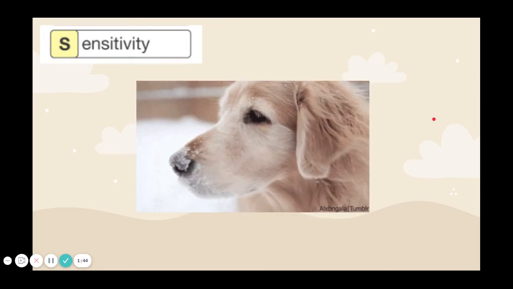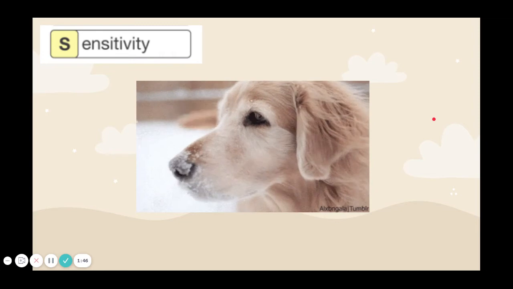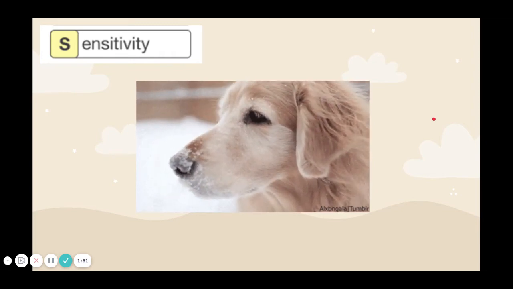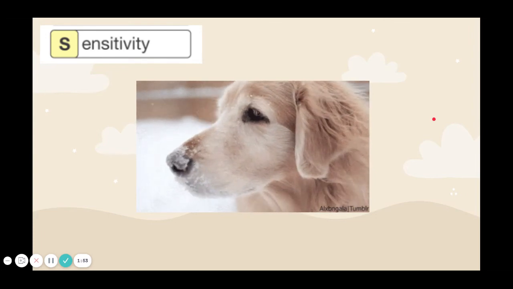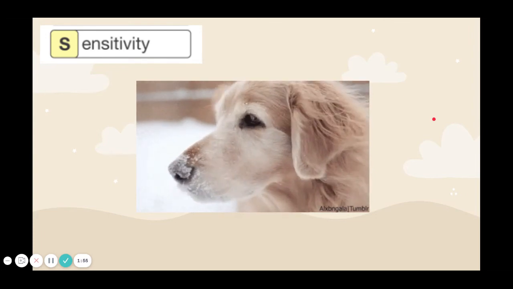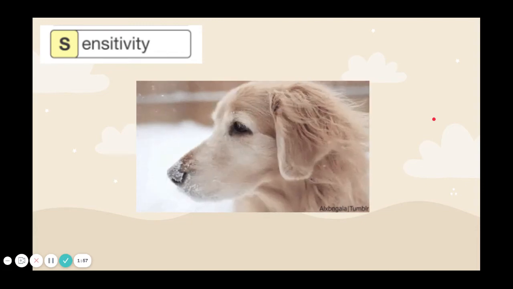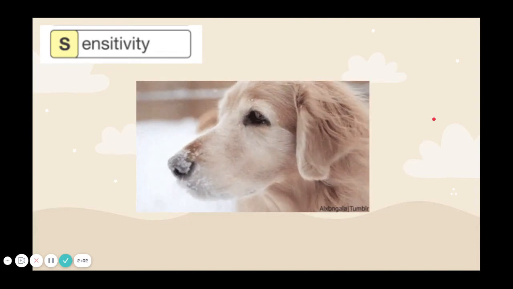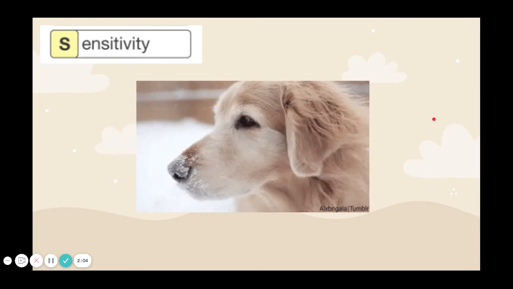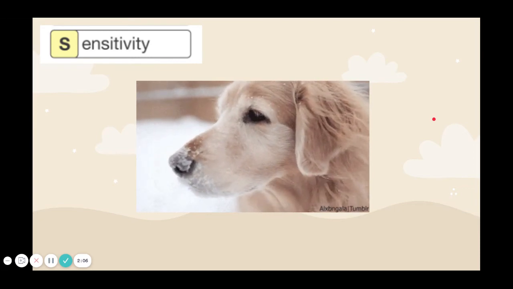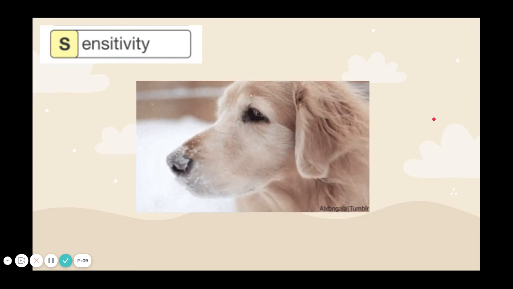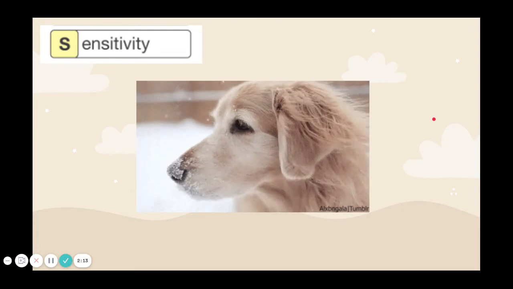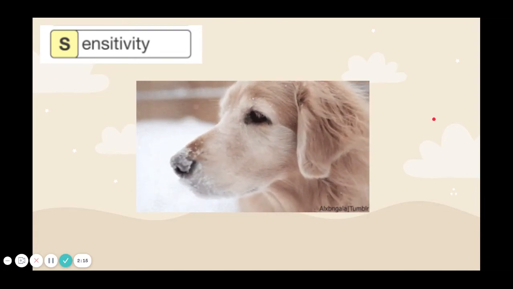The S in Mrs Gren is, my turn, sensitivity. That means that the living thing reacts to things around it. So this dog here is really cold, so he is reacting to the cold. His nose is moving, his tail is wagging, and his fur is blowing in the wind. If we go outside in the sun, we often have to squint our eyes because it's so sunny. That is our body reacting to the things around it.